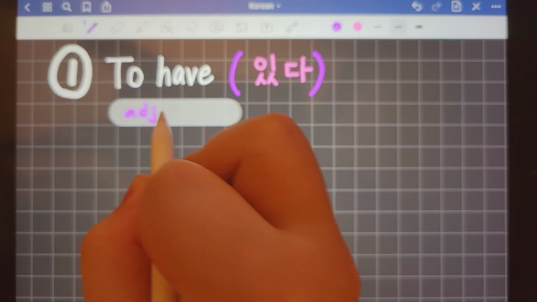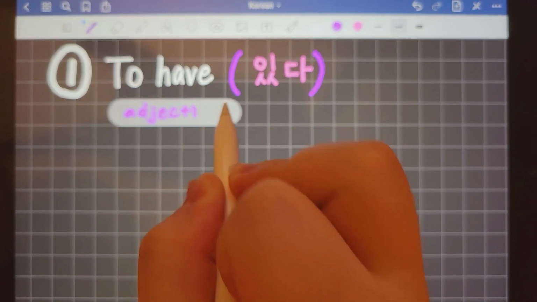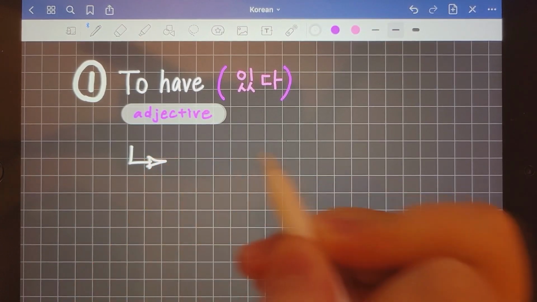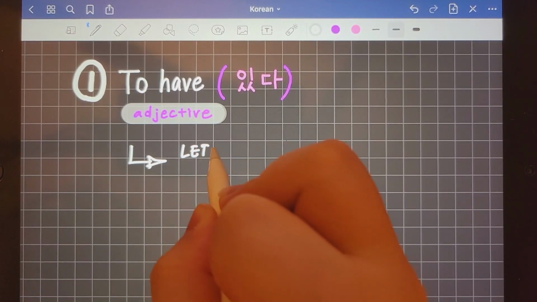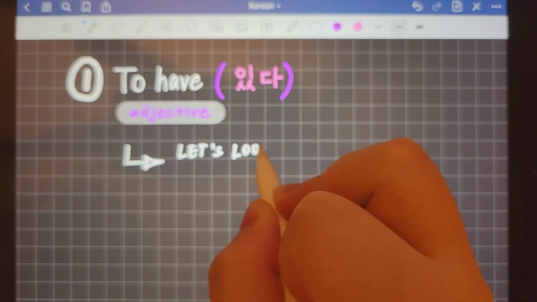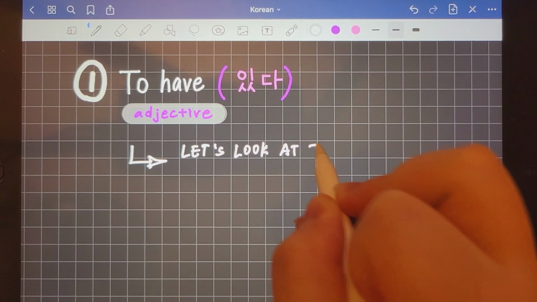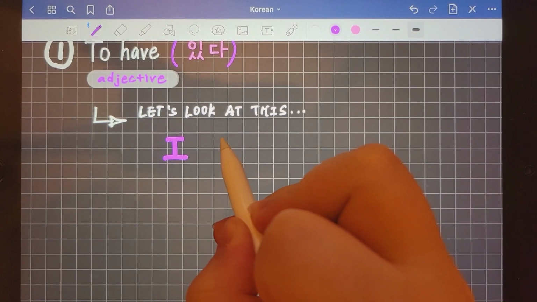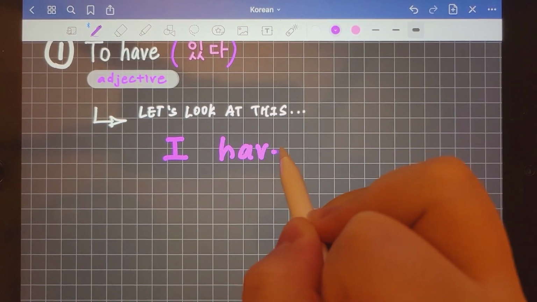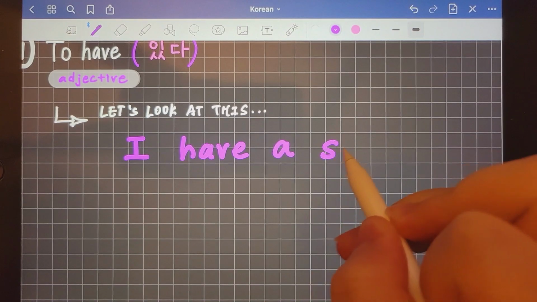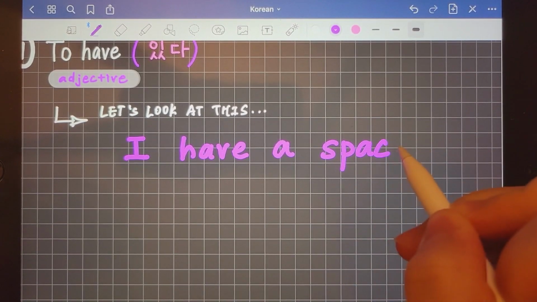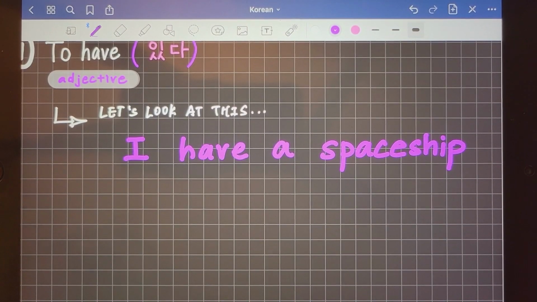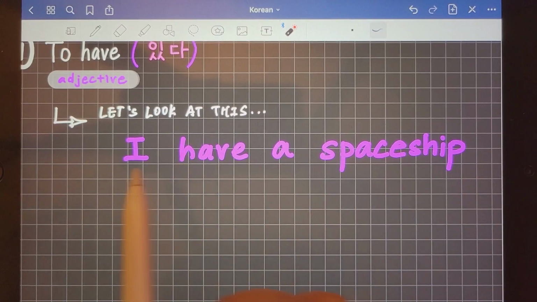Now, one thing that we have to take note that's very important is that this word is an adjective. It is not a verb. It is an adjective. And this will come in very important later onwards. So, firstly, let's look at this. I'm going to write down a sentence and we're going to try forming it into a Korean sentence. So, I have a spaceship.